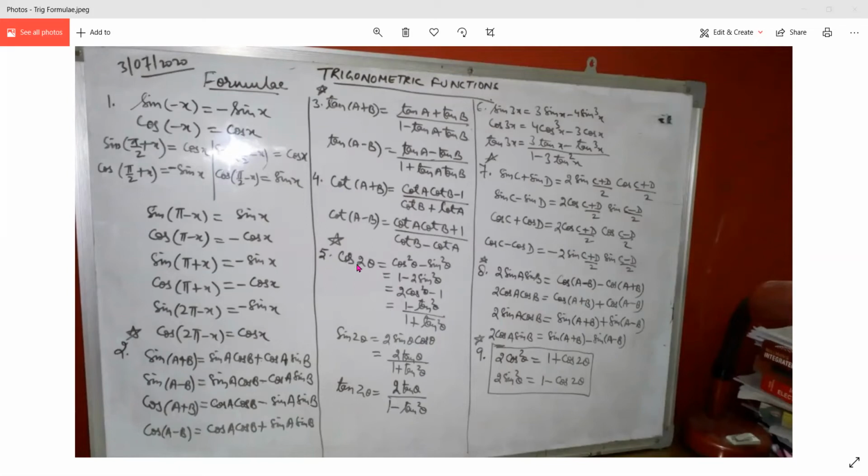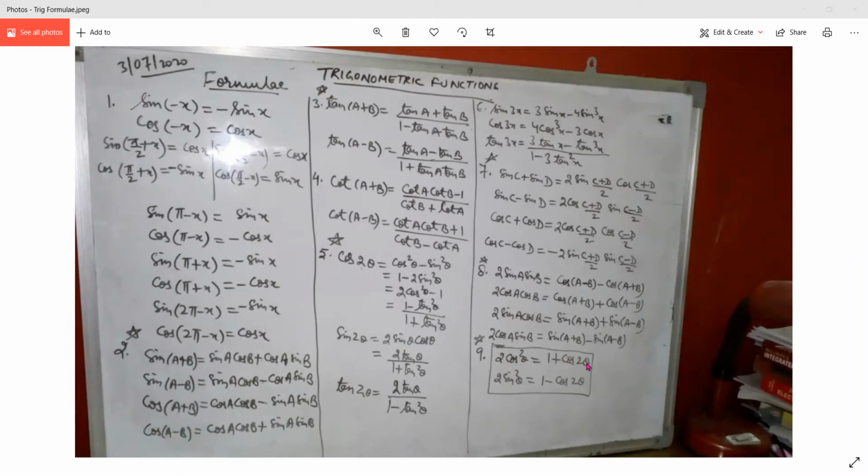And from here only, from the formulas of cos 2 theta, from these two, 1 minus 2 sin square theta and 2 cos square theta minus 1, we are getting these two formulas, which are very, very important. They will be applied everywhere. For 2 cos square theta, anywhere you can write 1 plus cos 2 theta. For 2 sin square theta, anywhere you can write 1 minus cos 2 theta. That is the half angle formulas.